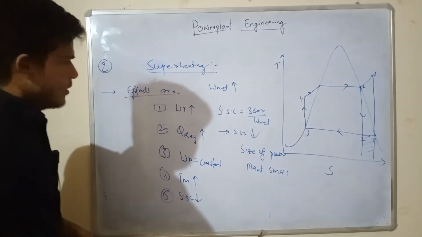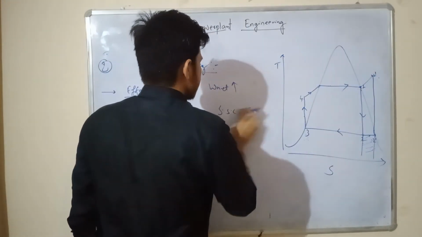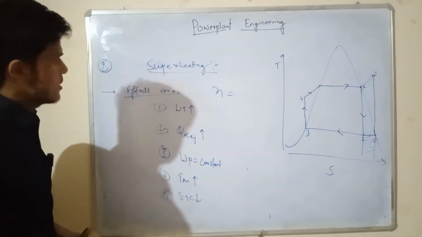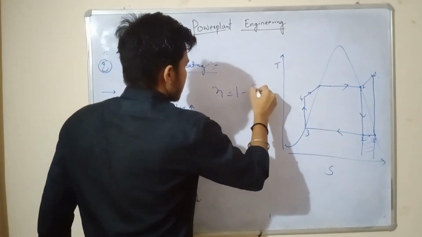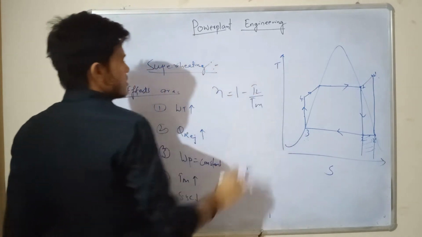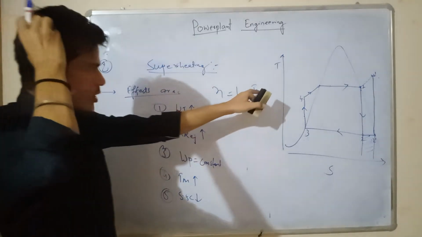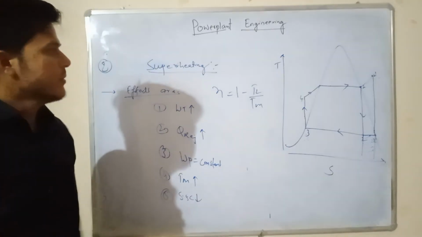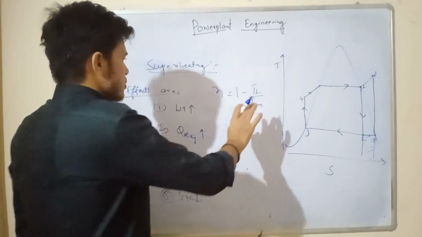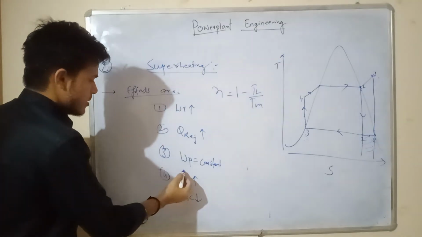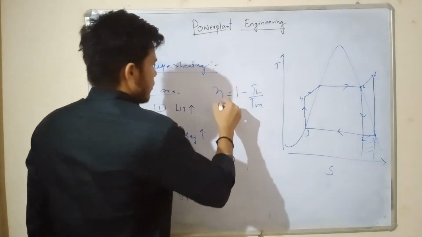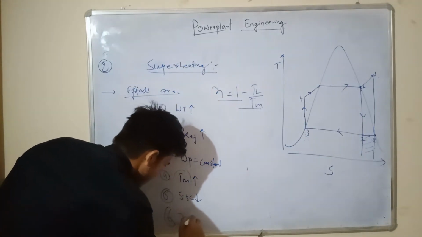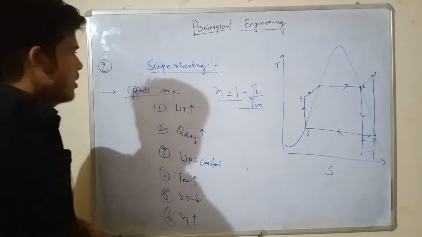Now if our T mean temperature increases, as you know, efficiency equals 1 minus TL by TM. What is TL? TL denotes the lowest temperature, the rejection temperature, and T mean is the mean temperature. So if our T mean is high, then our efficiency also becomes high. It means that the efficiency of the Rankine cycle also increases.